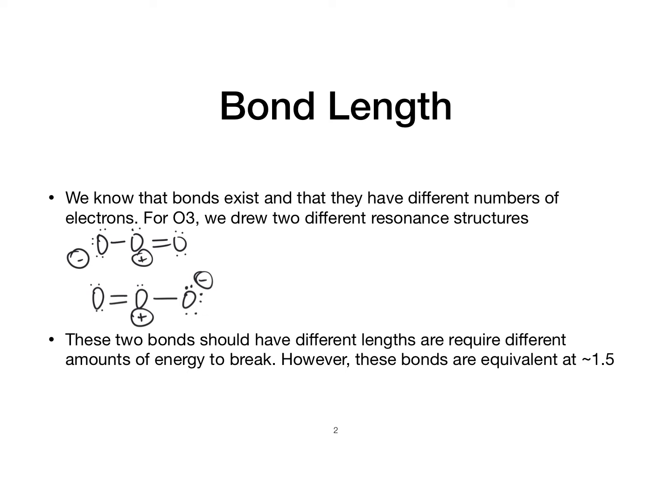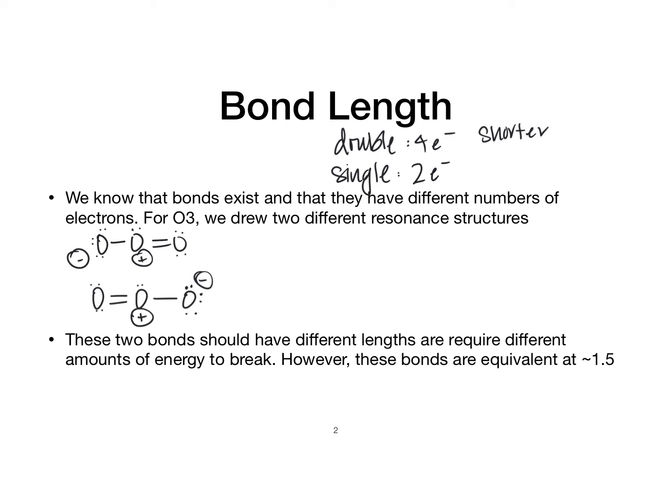So when we think about a double bond, a double bond has 4 electrons, and a single bond has only 2 electrons. So when we increase the electron density between two atoms, it's going to decrease the length of the bond. So the length of a double bond is shorter than an equivalent single bond.